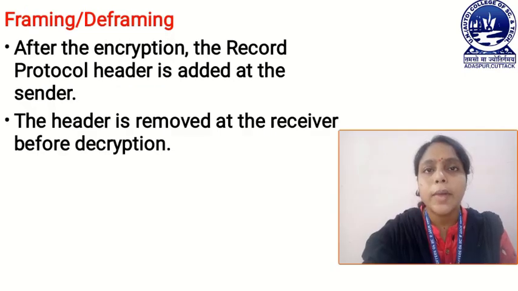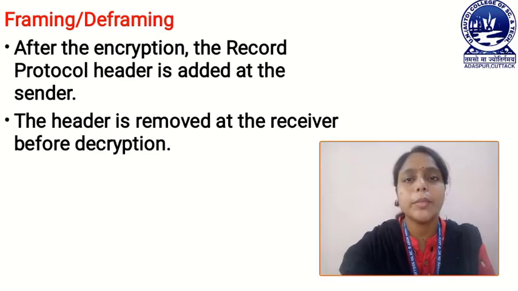Then next, framing and deframing. After the encryption, the record protocol header is added at the sender and the header is removed at the receiver before decryption, which means in framing, after the encryption at the sender side, the record protocol header is added, but in deframing, the header is removed at the receiver side before decryption.